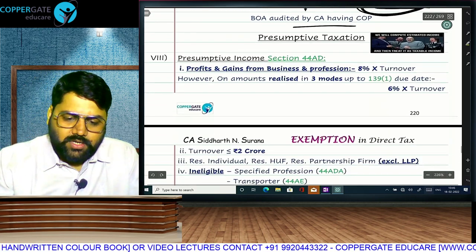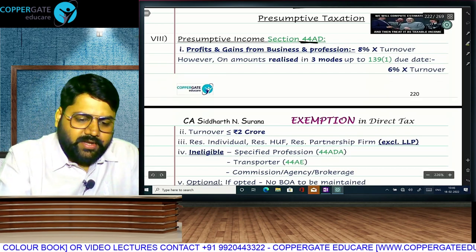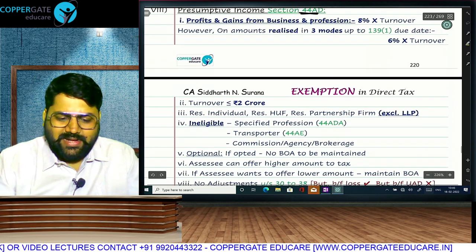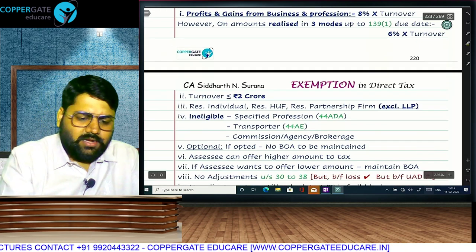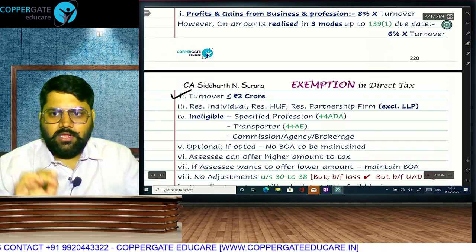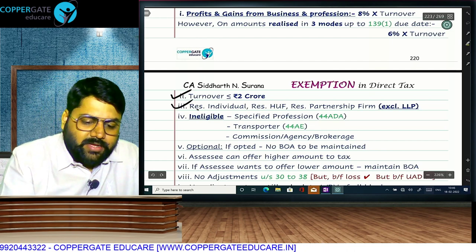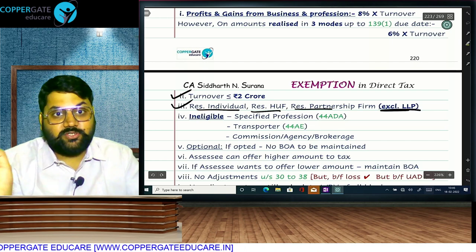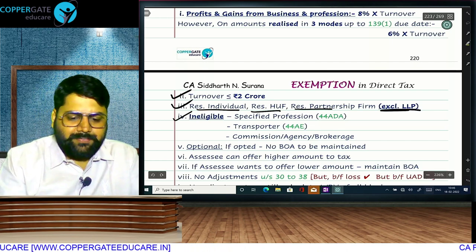Let's go ahead to the concept of presumptive taxation. First provision, 44AD, what is the eligibility criteria? I'll take you to the eligibility criteria first and then we will come to the computation which I have given in point number 1. Turnover has to be up to 2 crore rupees. This will be allowed only if your turnover is up to 2 crore. This will be allowed only to resident individual, resident HUF, resident firm excluding LLP, that is the first place of difference between firm and LLP. And three people will be ineligible.